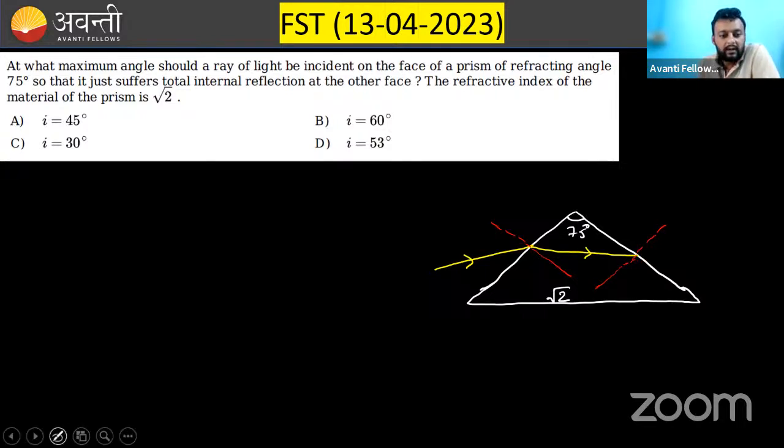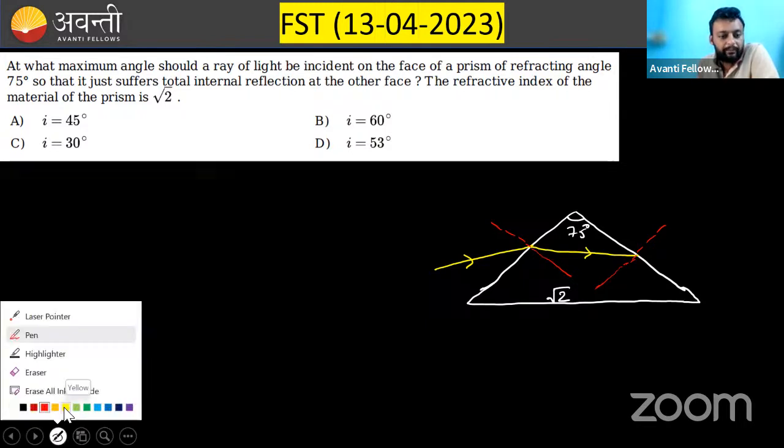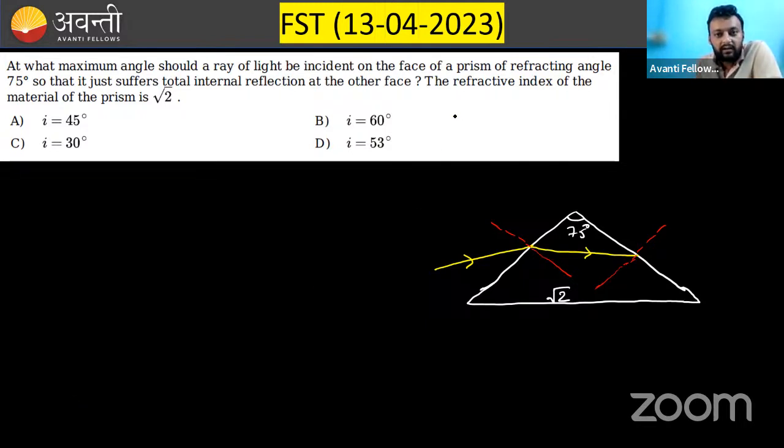This is again the normal. Now they are saying it will just suffer TIR. Just suffers TIR means that the angle of incidence at the second phase, this is the first phase, this is the second phase. So at the second phase, angle of incidence should be at least equal to theta c.